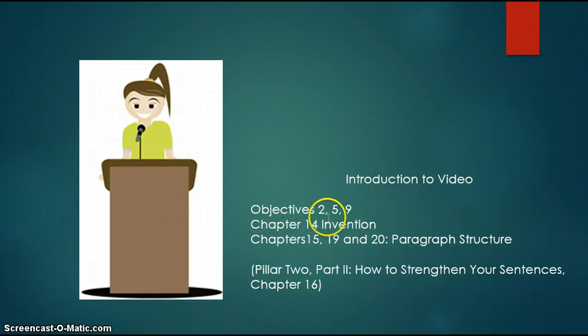So we're going to look at objectives 2, 5, and 9 from our syllabus, and then I'll take you to a review of chapter 14 and specifically explain to you invention, why we do it, and what I expect from that if you're wanting an A on your invention work. And then we're going to look at chapters 15, 19, and 20 for paragraph structure, and you'll want to be sure to watch that so that you know exactly how to write your paragraphs so that you can get a good grade on your essays.